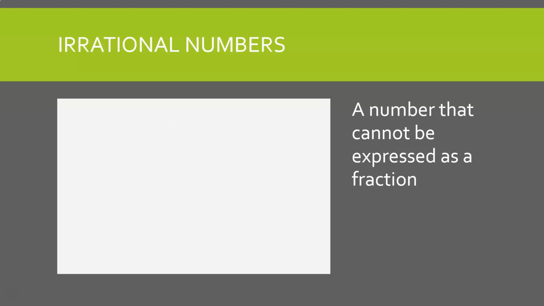It's a number that cannot be expressed as a fraction or a ratio of two integers. So let's talk about something like the square root of 2. 2 is not a perfect square. There is no number times itself that is 2, and it doesn't repeat. It's not a repeating decimal once you find the actual square root of 2. So square roots that are not perfect squares, that don't give you a nice whole number answer, they are irrational.